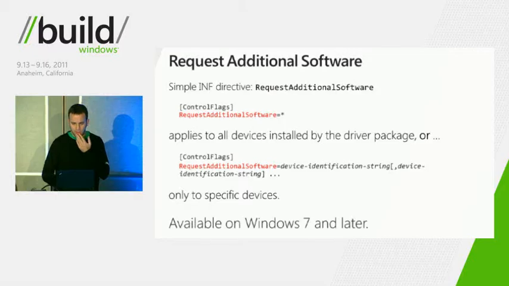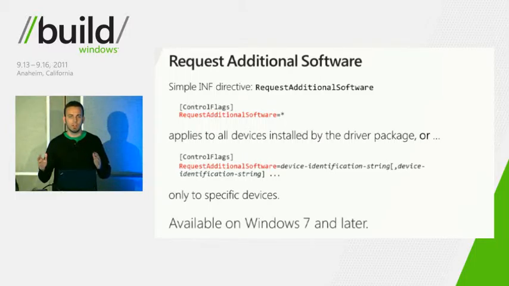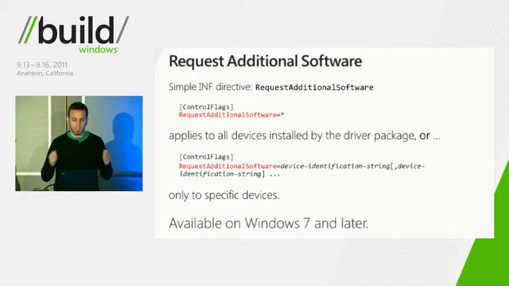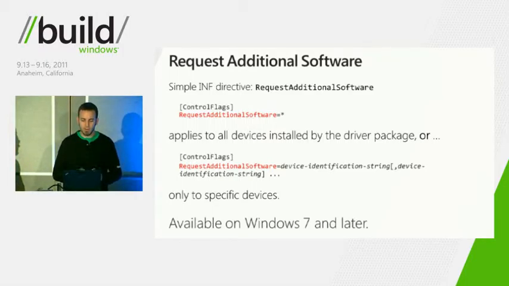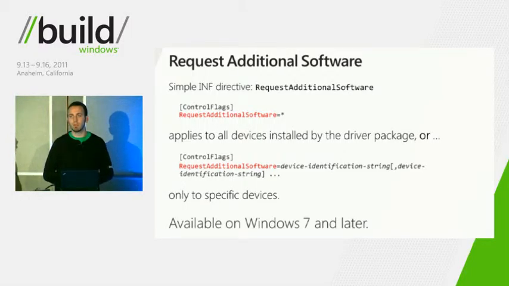So the way that looks is in the INF file, there's a control flag section. And you can just say request additional software for asterisk, meaning all device models exposed by this driver, or you can specify specific device hardware and compatible IDs. So within a package, if you have a number of different hardware compatible IDs, but you only want a certain one of those drivers to request additional software and none for the others, then you can do it at that granularity.